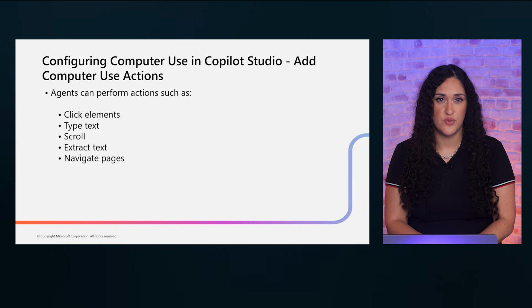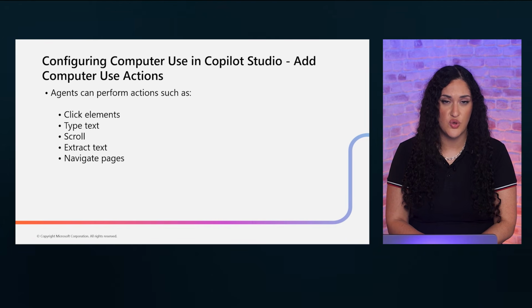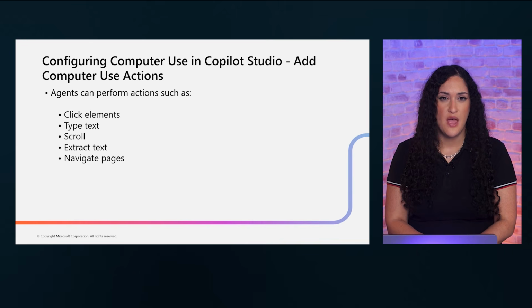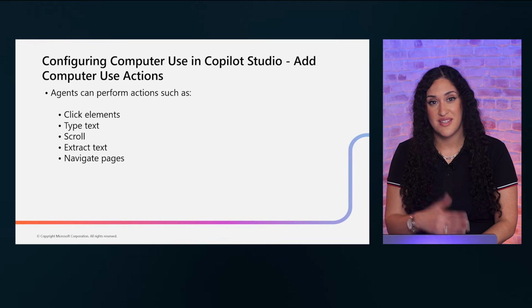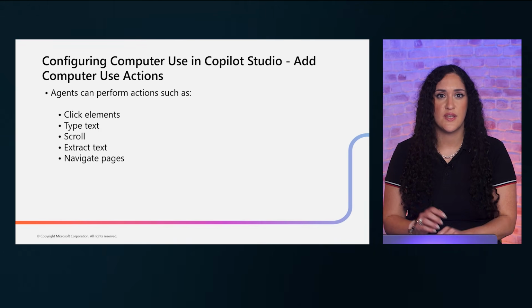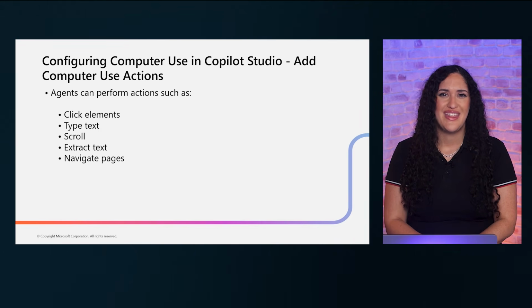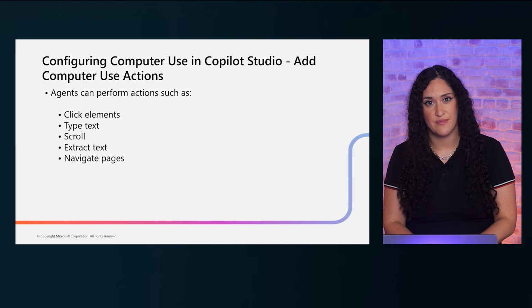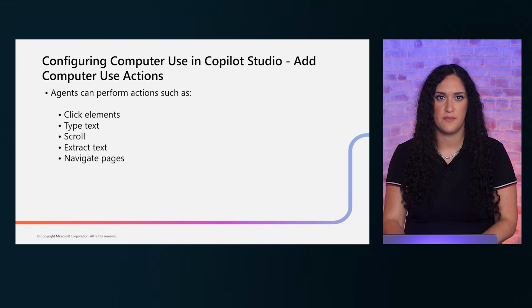Computer use agents can perform several types of actions: clicking elements, typing text, scrolling, extracting text from the screen, and navigating between pages. Each action type has its own considerations for reliability and safety. Make sure you combine these actions thoughtfully. For example, after typing text into a field, extract the field value to verify it was entered correctly. After clicking a button, check that the expected page or element appeared. This action verification pattern is what makes computer use agents production ready, rather than just demo ready.